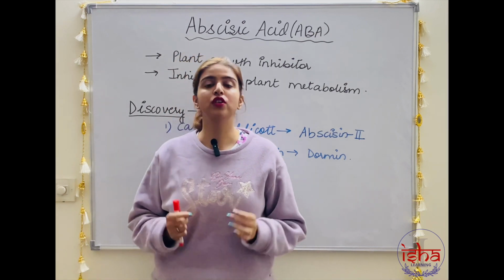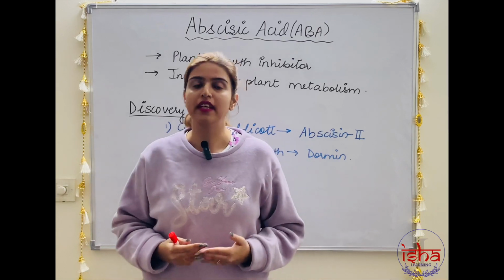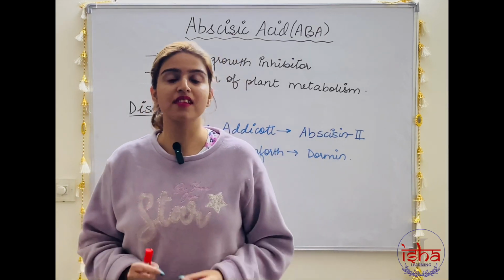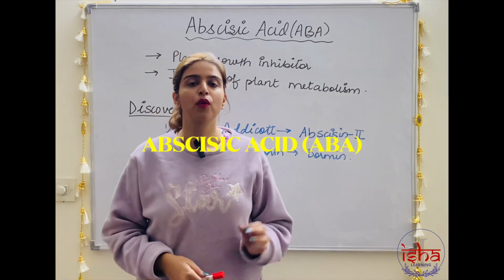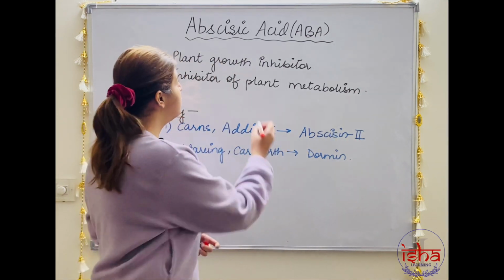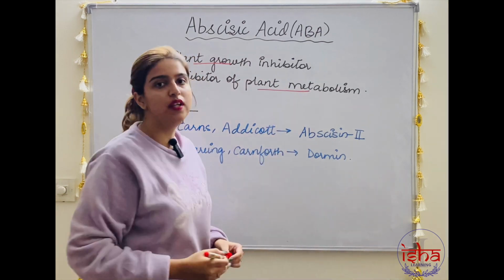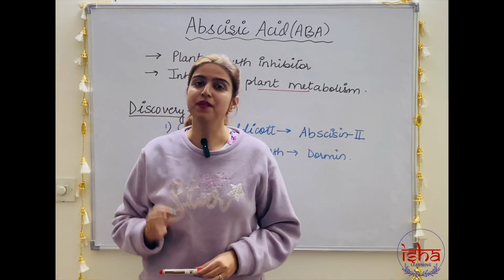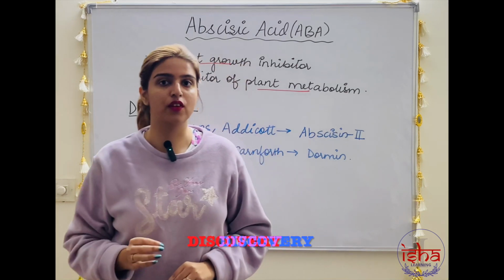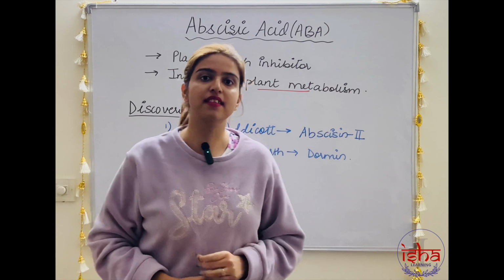Today we move on to the last category, that is the inhibitor of plant growth, and the name of this substance is abscisic acid. Well, abscisic acid is not only known to inhibit the plant growth but also inhibit the metabolism in plants. This abscisic acid was discovered by 2 separate groups of scientists. Let's look at the discovery.